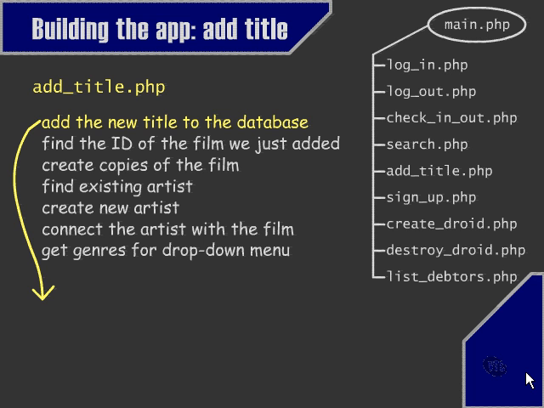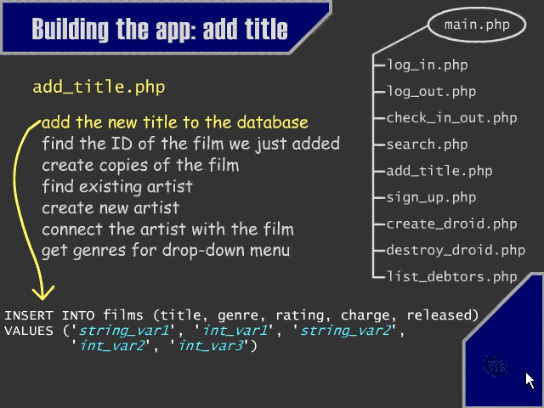Our SQL query is actually a relatively simple one. It's a simple insert statement that inserts into the films table the title, the particular genre, the rating, charge, as in the charge. By the charge we mean whether it's a new release or whether it's a standard, and also the year released.